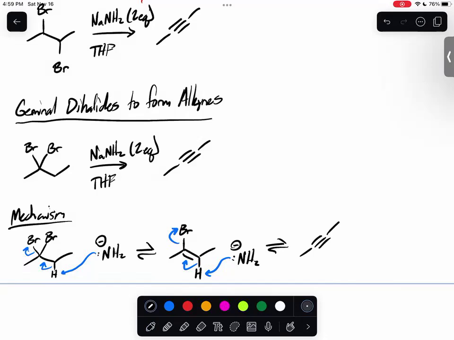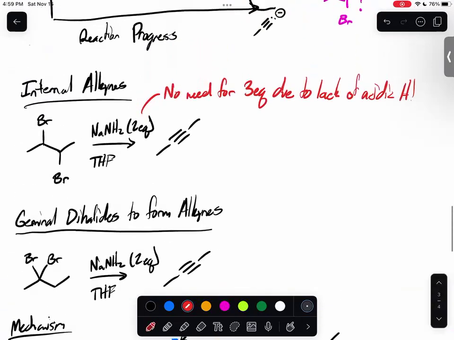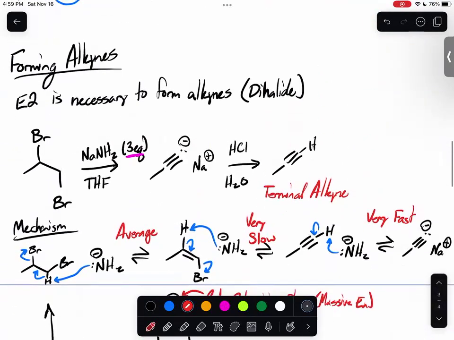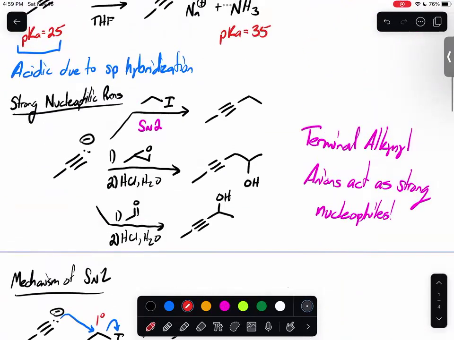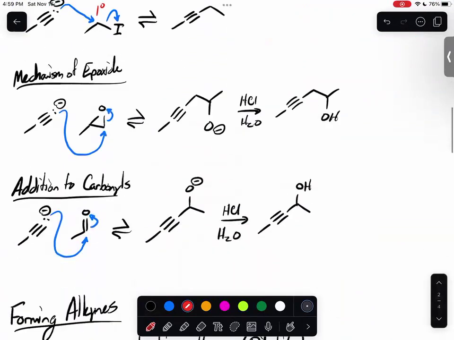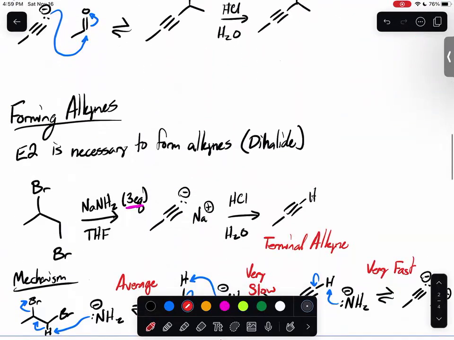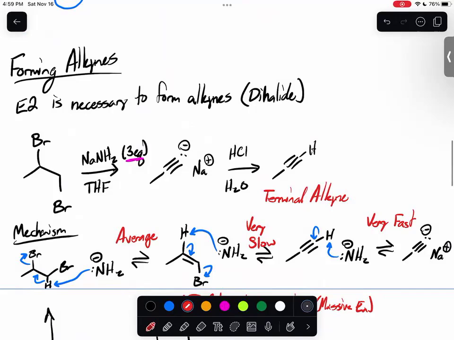So these are how you can make these internal and terminal alkynes. It's just through E2, which we've already talked about many times in the past. So far in this lecture, we've covered a lot of the previous reactions that we've talked about, right? SN2, epoxide ring openings, what is essentially a Grignard reaction. And then we've also covered E2 once again. So this is a reminder that these reactions never truly go away. We just repurpose them to show them slightly differently.